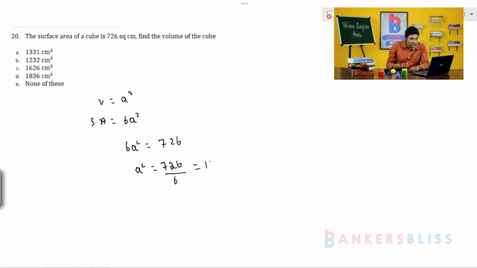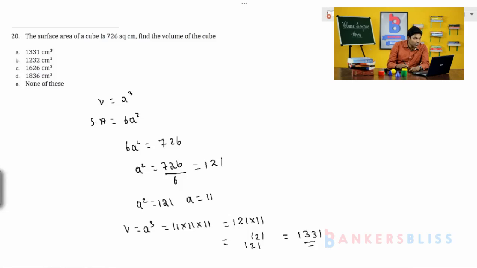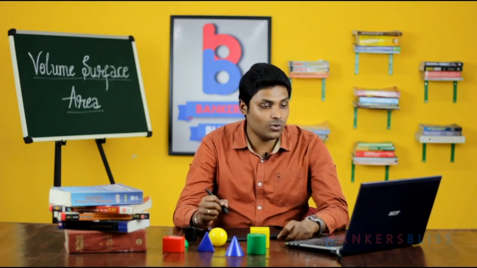So 6 1s are 6, 6 2s are 12, 6 1s are 6. So a square is equal to 121. Therefore a is equal to 11. Now volume is equal to a cube, that is 11 into 11 into 11, that is 121 into 11, which is equal to 1331 centimeter cube. So option A is your right answer. Okay, let's move on to the next problem, problem number 21.